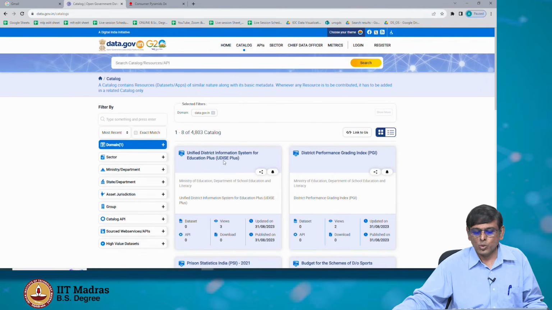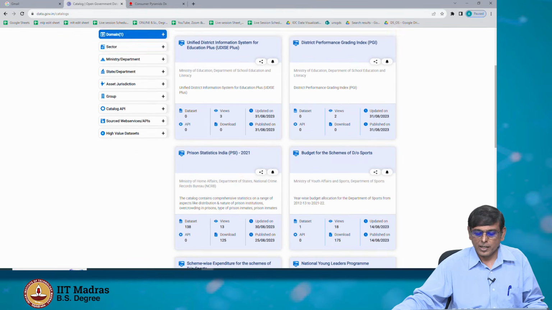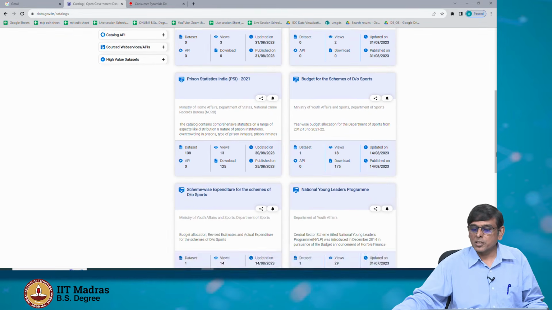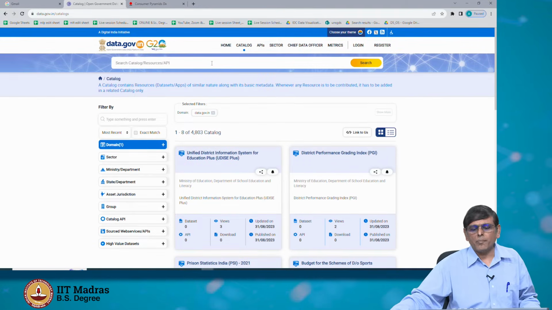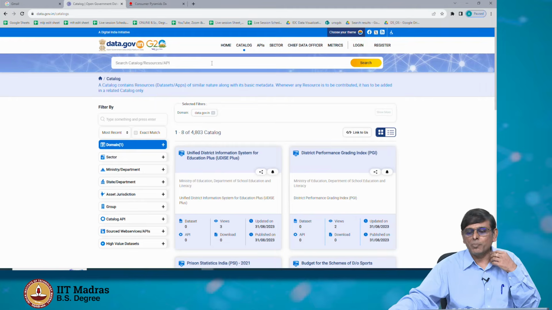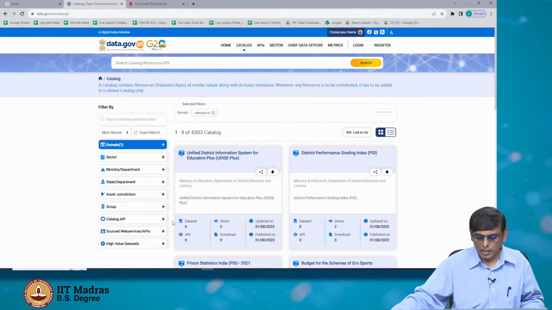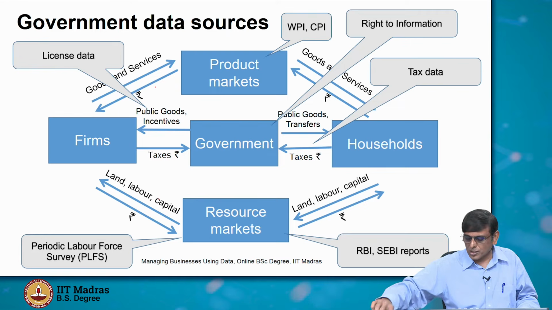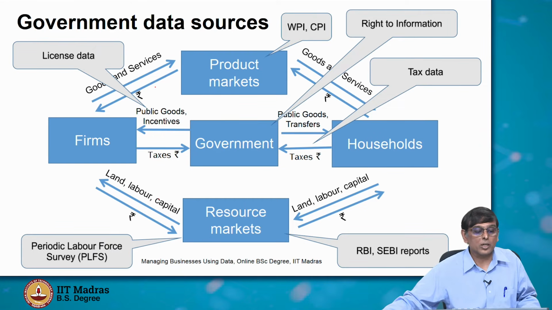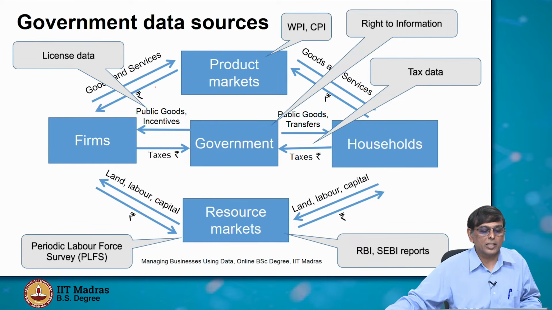For example, this UDISE is basically an education database that is here. Prison statistics, budget for sports, how much was given, like that. So they have tried to make available every possible data that is there in different ministries, in a central place, so it becomes a lot easier for you to access. Right to information is there, but nowadays it's not really required, because even without it, the government is making everything available, so you can just go and get it.